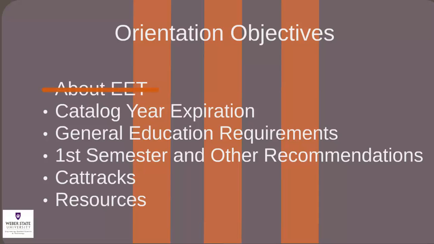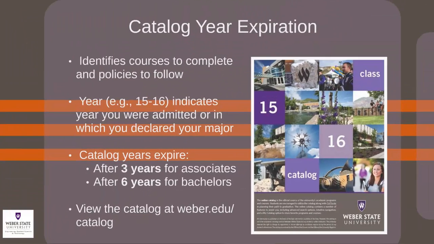When declaring a major, you also declare a catalog year. The catalog year identifies the courses you need to take and the policies to follow. The default catalog year is usually the year you started at Weber. Make sure you are working toward completion of the requirements for an unexpired catalog year.